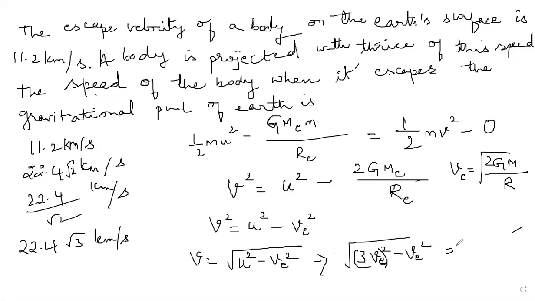So I can write this as root 8 into v_e. Root 8 into v_e, where v_e is nothing but the given value, 11.2. So it is 11.2 into root 8 kilometer per second.